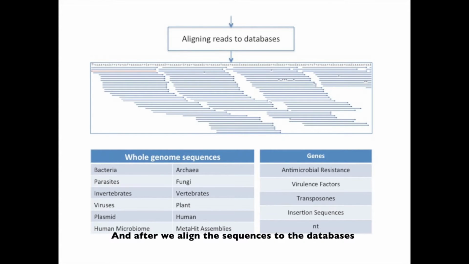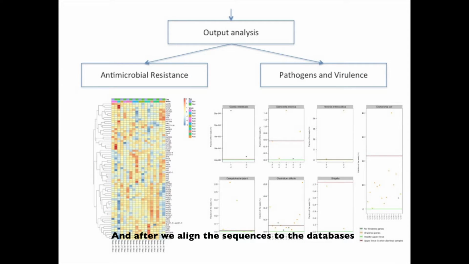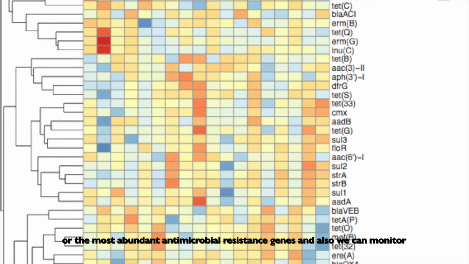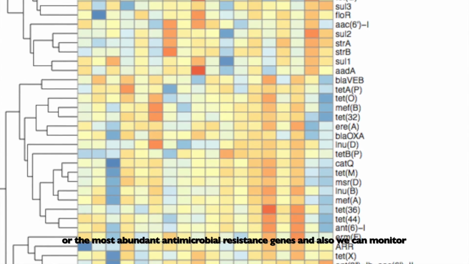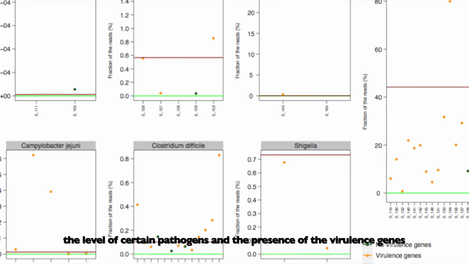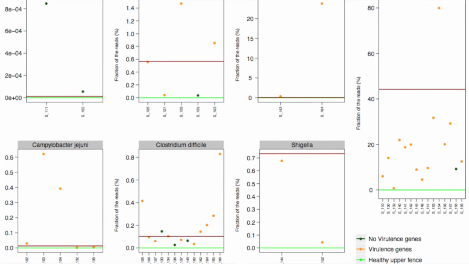And after we align the sequences to the databases, in our metagenomic sequence samples, we can detect antimicrobial resistance levels or the most abundant antimicrobial resistance genes, and also we can monitor the level of certain pathogens and the presence of virulence genes.